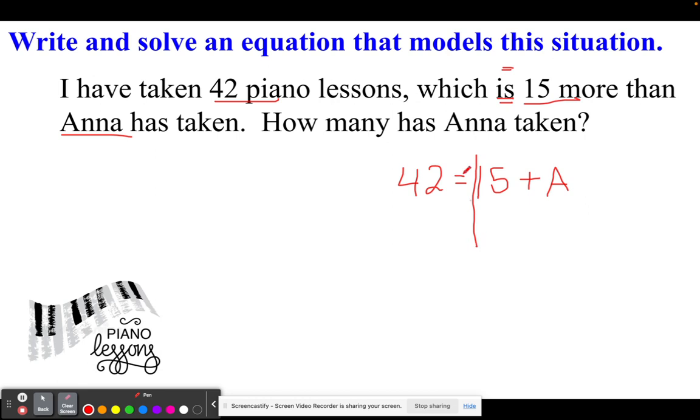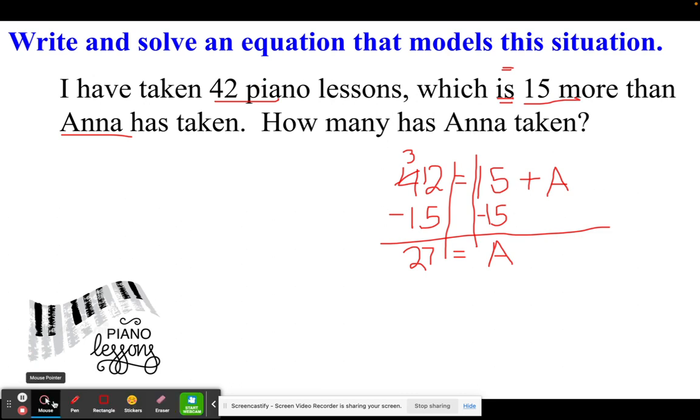So my 42 is 15 more than Anna. This one's a little easier. I don't have any fractions to deal with. I want to get this A by itself, so I'm going to subtract 15 from both sides. 42 minus 15, I believe, is 27, but I'm not going to trust my math right now. 12 minus 5 is 7. 3 minus 1 is 2. So Anna has taken 27 lessons. Does it make sense? If Anna took 27 and I took 15 more, did I take 42? Yeah, that answer makes sense.